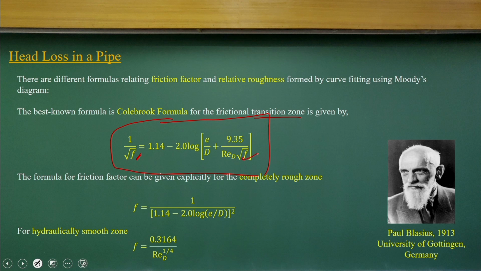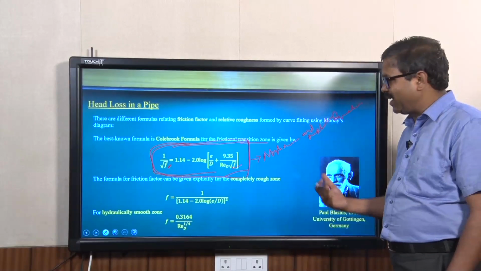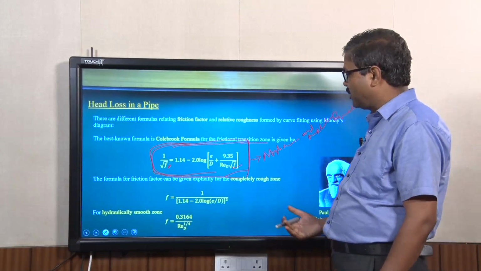So, we cannot directly compute the friction factor, because it is an implicit equation, with the friction factor on both sides, and it is also non-linear and implicit. Because of that, nowadays we can estimate these, because a lot of mathematical tools are available, like Microsoft Excel and all.